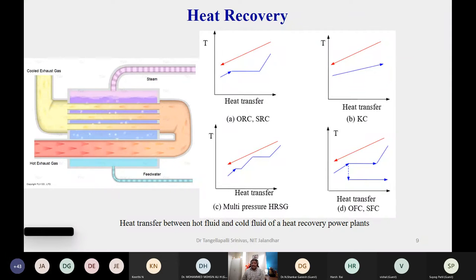What is the special feature of this binary fluid system compared to the single fluid system? It is the phase change with variable temperature, in both the evaporator and condenser. The working fluid temperature keeps on changing, increasing in the evaporator. That's why you can see the close match compared to the single fluid system.